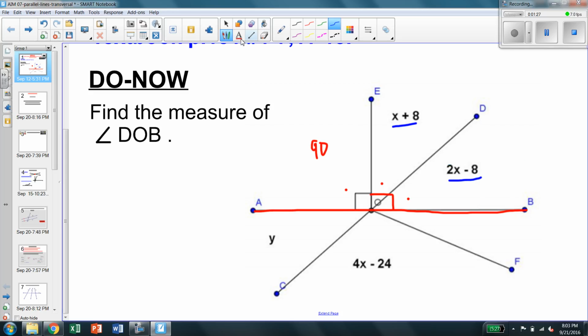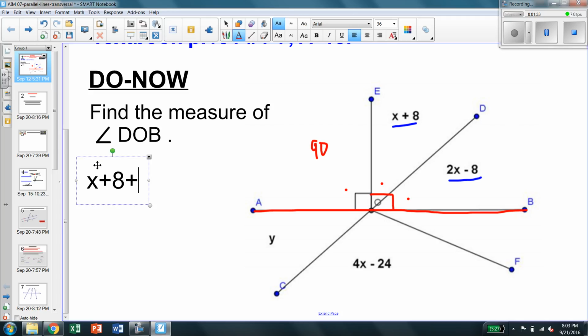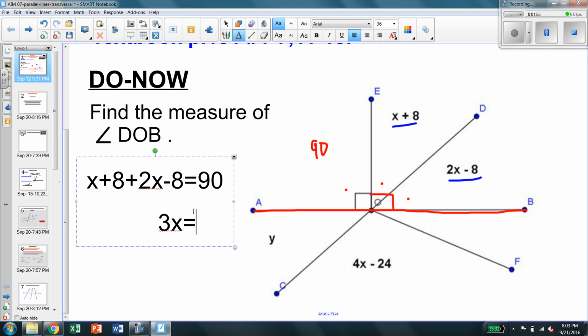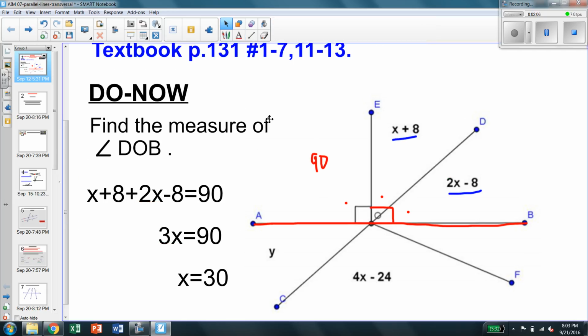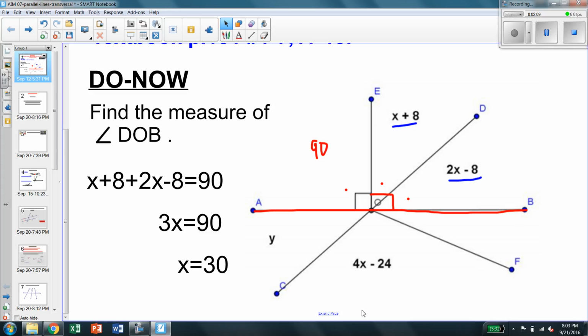So we can write an equation. We can say x plus 8 plus 2x minus 8 equals 90 degrees. That's the geometry piece. The rest is simply algebra, combining like terms. So let's see. X and 2x makes 3x. 8 and negative 8 cancel each other out. Divide both sides by 3, and we get x is equal to 30.